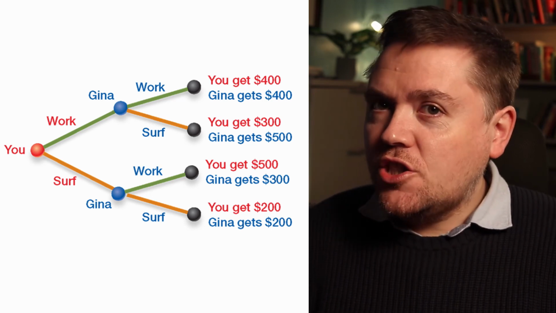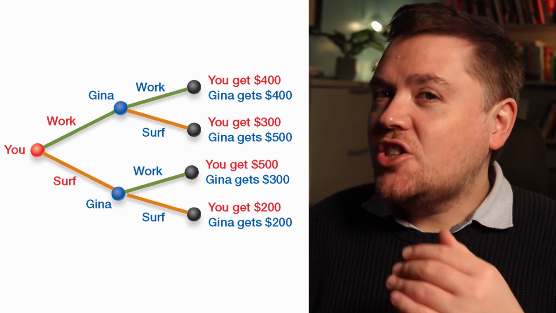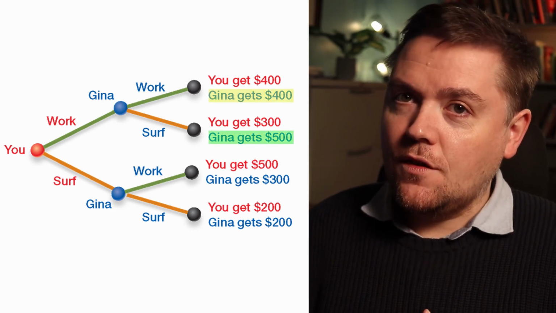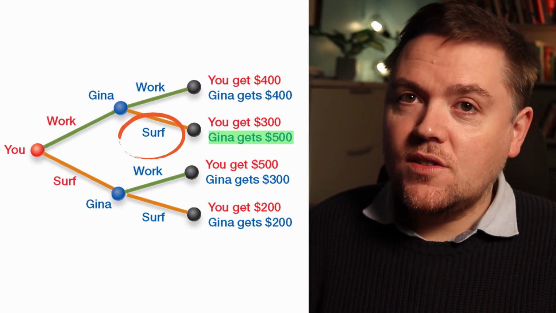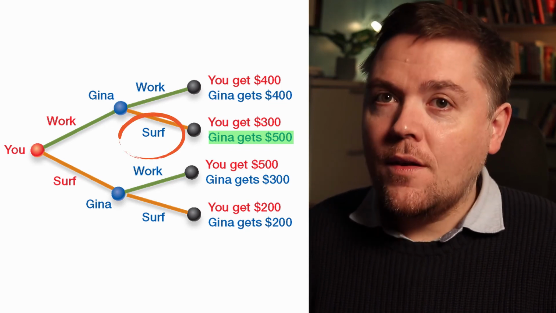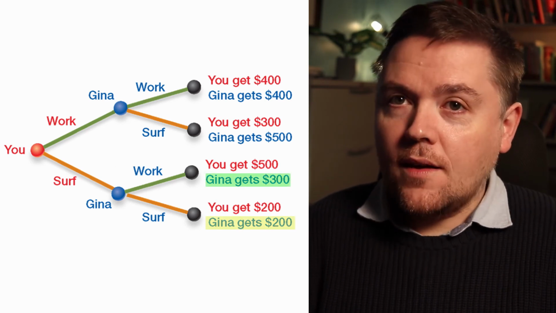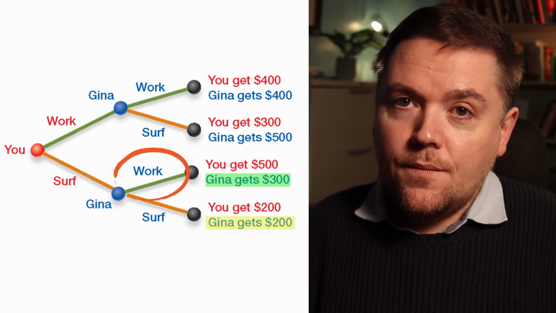So looking at Gina's choice, if you choose to work, then she will get 400 if she chooses to work and 500 if she chooses to surf. So she's going to choose to surf. It gives her a better payoff. In contrast, if you choose to surf, Gina will be better off from working, 300 versus 200.